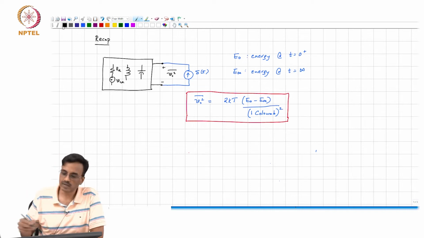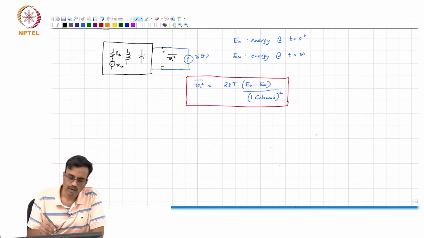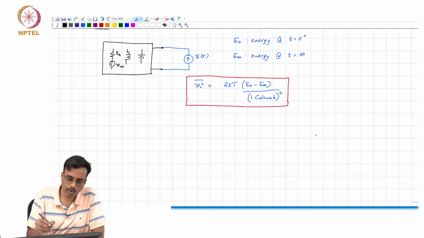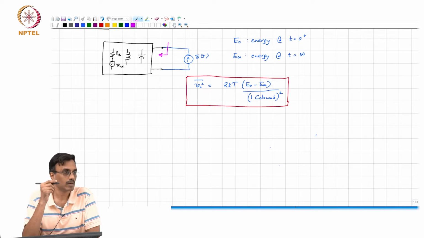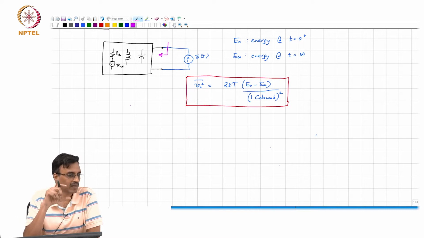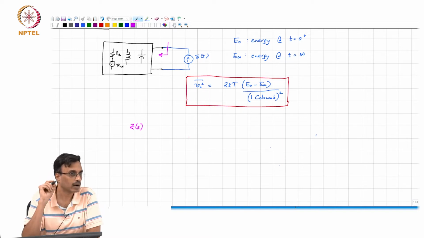Now, let us see the same result from another perspective. When you inject a current into the network, what comment can you make about the Laplace transform of the voltage developed across these two terminals? It is simply the impedance, correct. If you inject a current impulse, the voltage developed across the two terminals of the network has a Laplace transform which is simply given by the driving point impedance of the network.